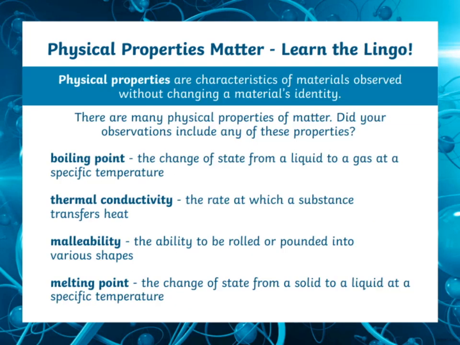Let's talk about some key physical properties of matter, the traits we can observe without changing what a material actually is. For example, the boiling point is the temperature where a liquid turns into a gas. Thermal conductivity tells us how fast heat moves through a substance. Malleability is all about how easily something can be shaped or hammered. And the melting point marks when a solid becomes a liquid. Did you notice any of these in your observations? These terms help us describe what materials are really like.